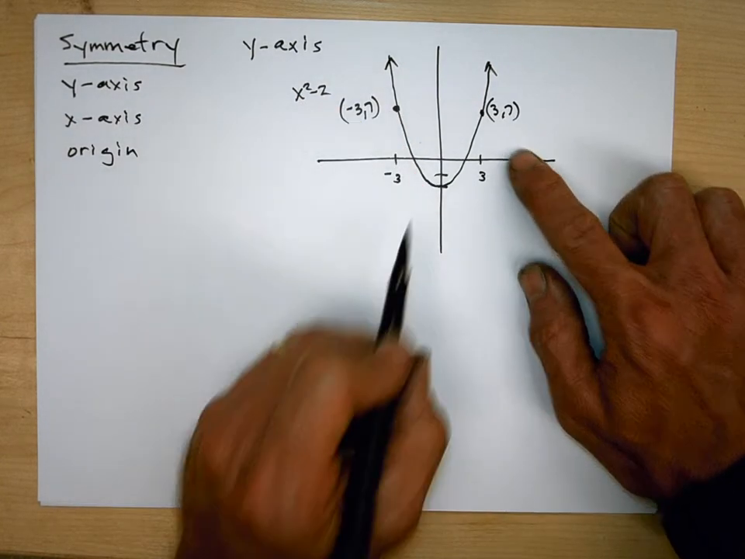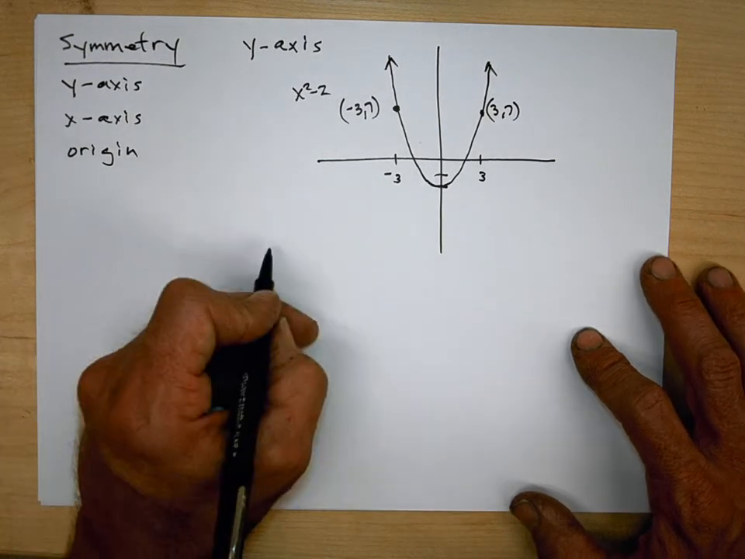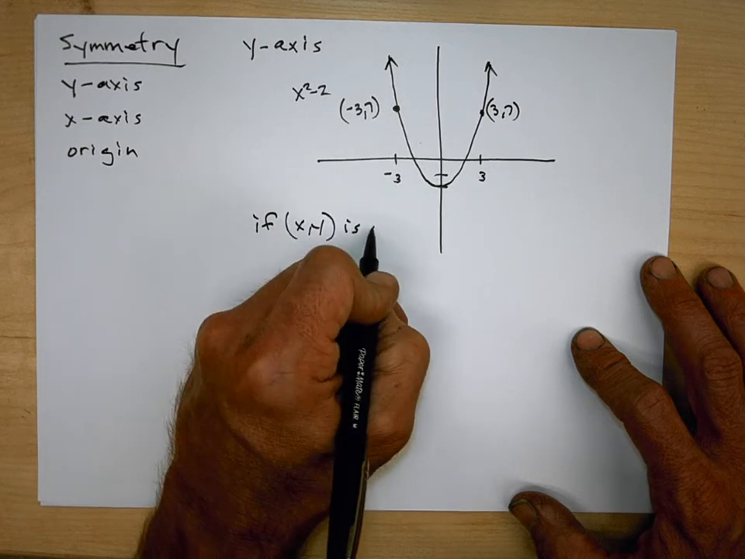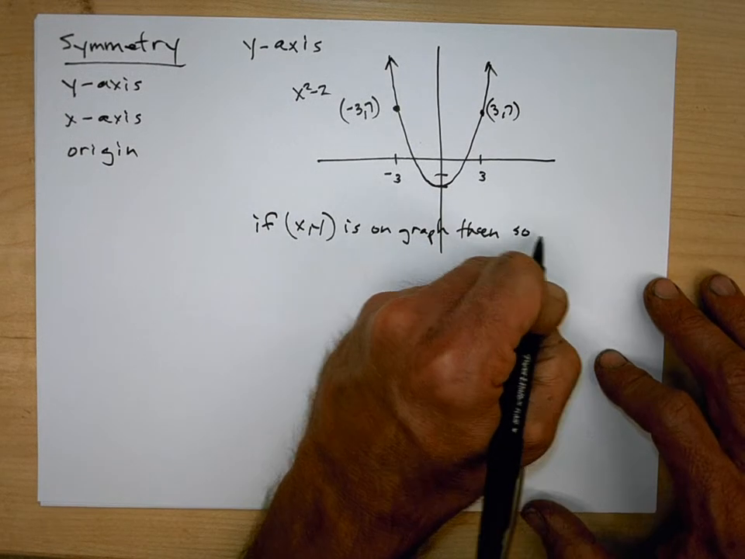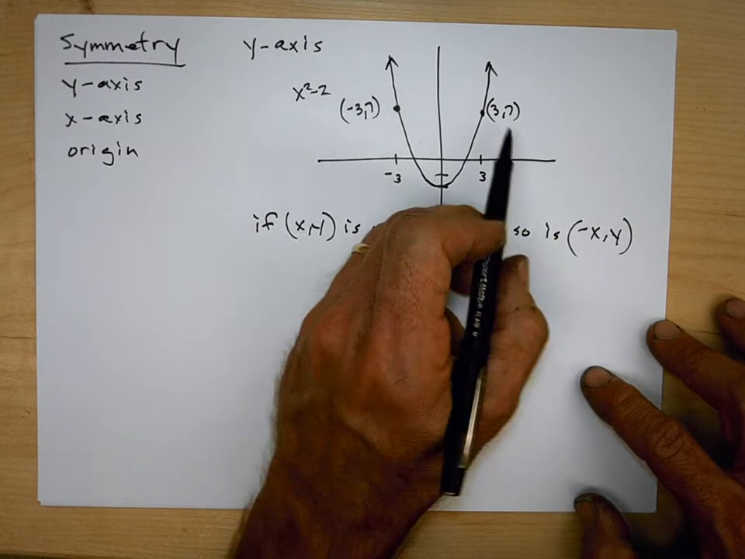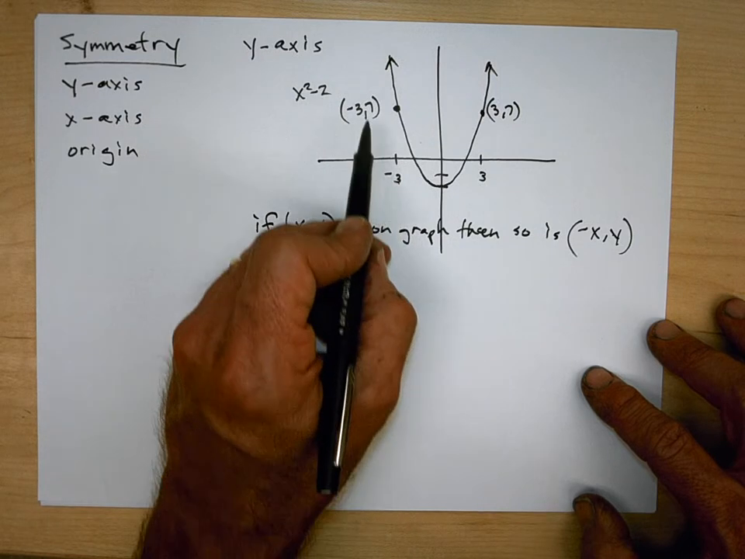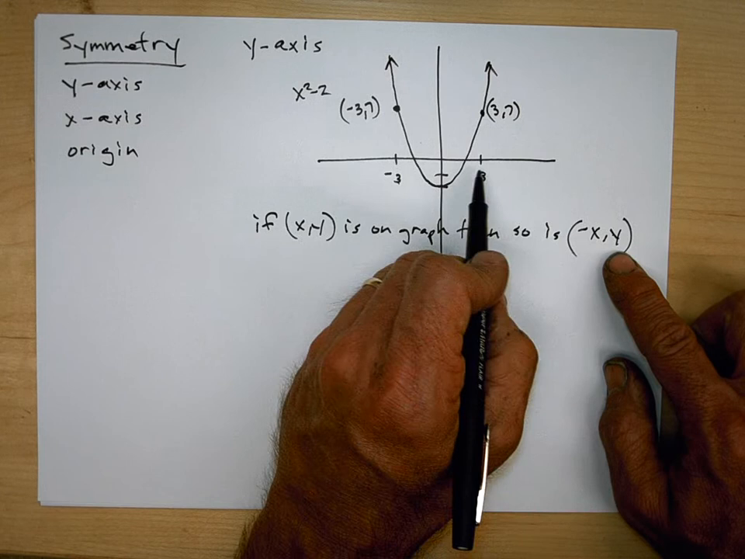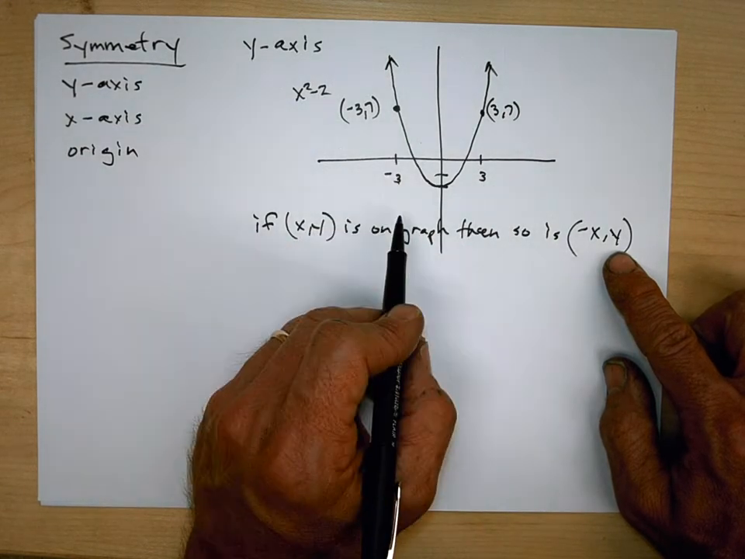in terms of looking at individual points, we see that with y-axis symmetry, if (x, y) is on the graph, then so is (-x, y). So again, with this example, if I put in 3, I get 7, but if I put in -3, I get the same y value out. So for any x value, the y value associated with it, if it's positive, then the negative has the same y value. That's basically what it says.